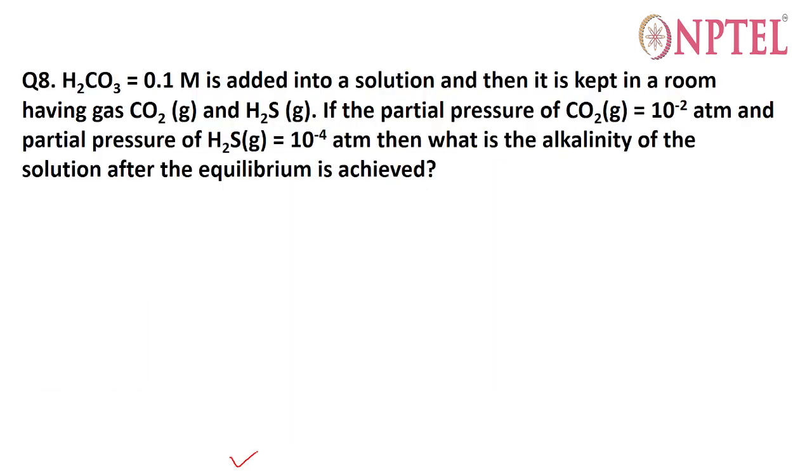So the next question is almost similar with a small trick. H2CO3 equal to 0.1 mole is added into a solution and then it is kept in the flume. So it's an open system, not a closed system. And there's gas having CO2, carbon dioxide, and H2S gas, hydrogen sulfide gas. If the partial pressure of carbon dioxide is 10 to the power minus 2 atm and the partial pressure of hydrogen sulfide is 10 to the power minus 4 atm, then what is the alkalinity of the solution after the equilibrium is achieved?